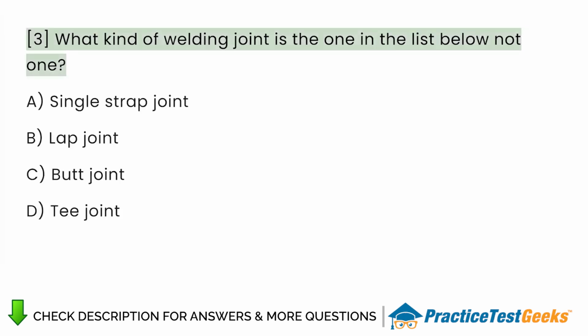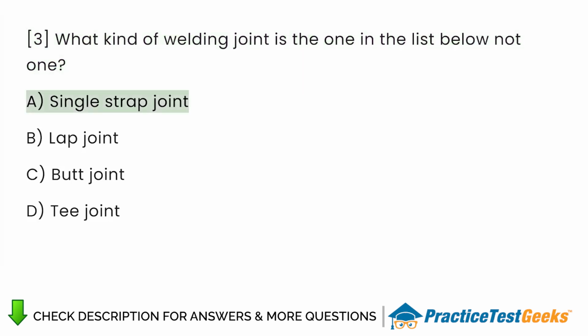What kind of welding joint is the one in the list below not one? A. Single strap joint. B. Lap joint. C. Butt joint. D. T joint.